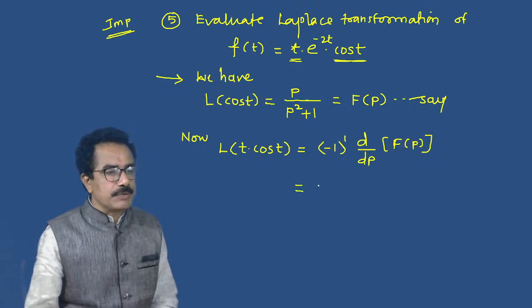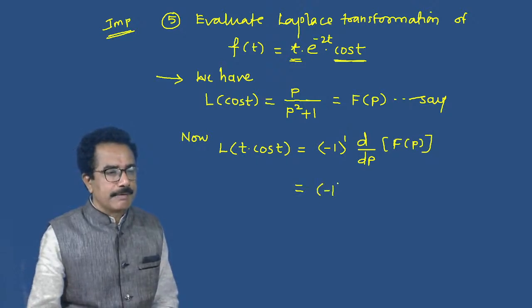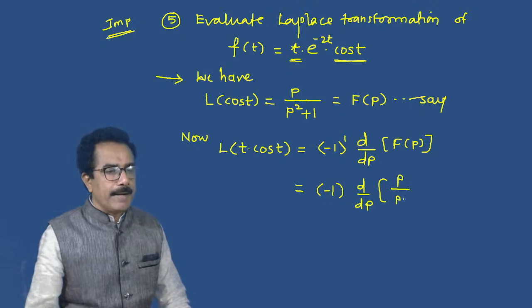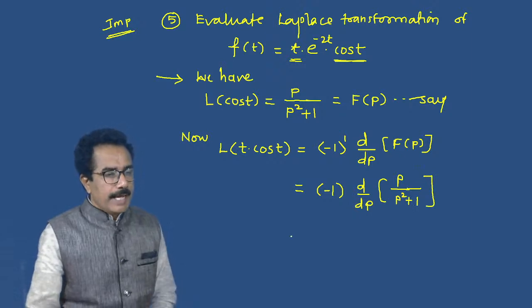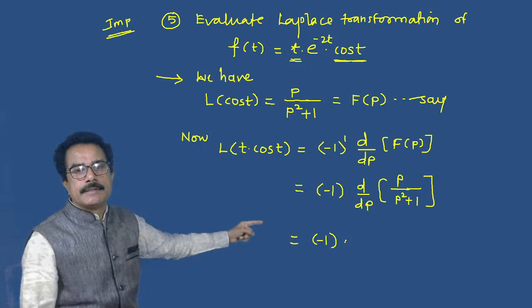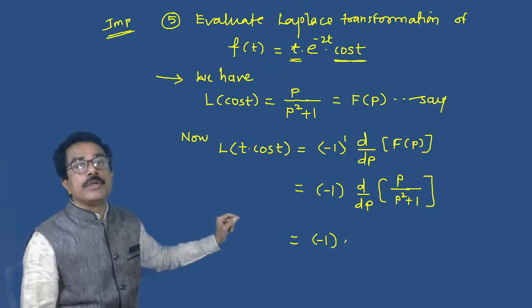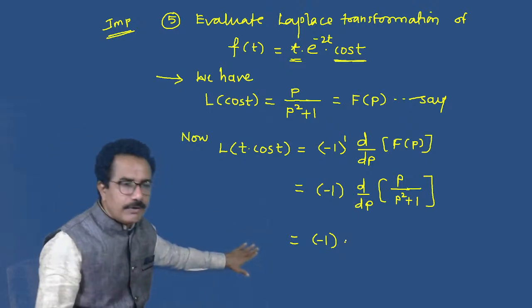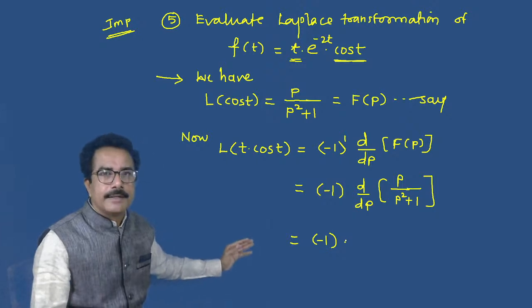But we know that minus 1 raised to 1 means minus 1 into d by dp of F of p. What is F of p? P divided by p square plus 1. Again, we can write minus 1 into, now differentiate this, p divided by p square plus 1, by using the division rule, u by v. Actually, we have to find the derivative of p divided by p square plus 1 with respect to p.